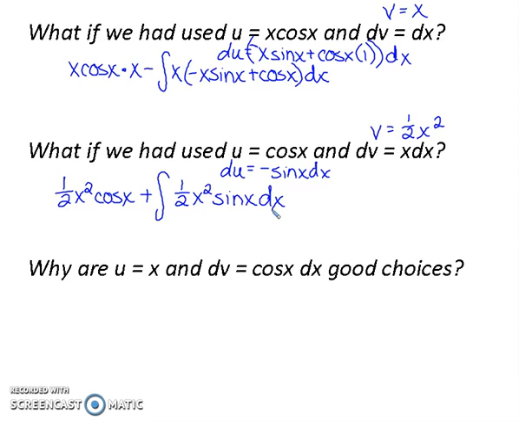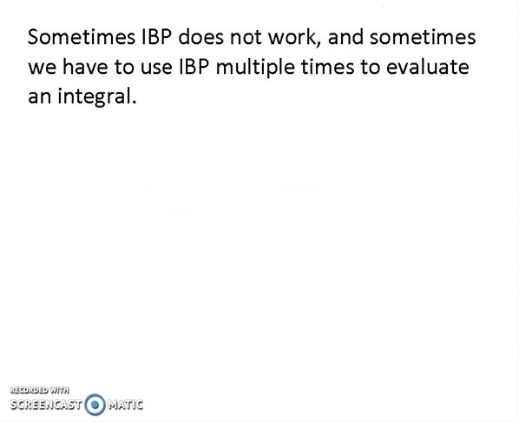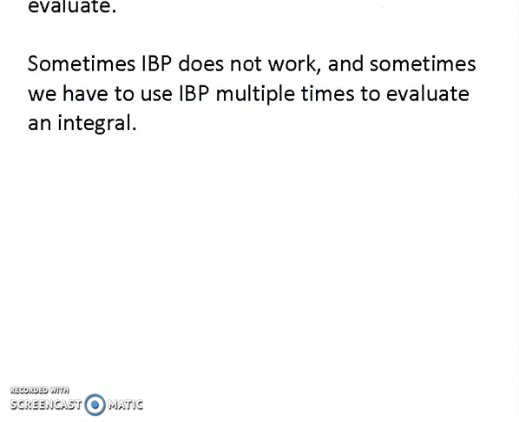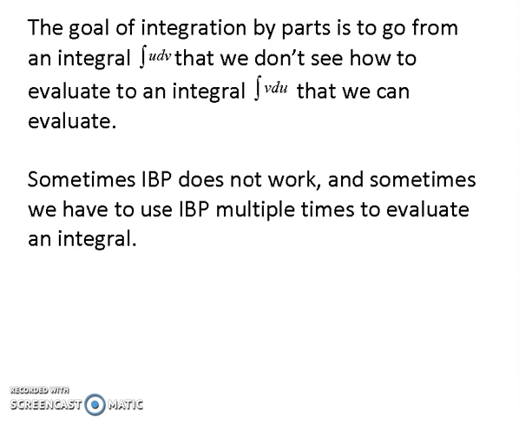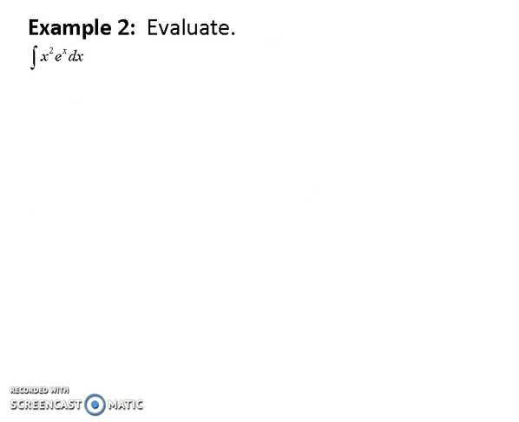Okay, so that kind of gets summed up on this slide. The whole goal of integration by parts is to go from a complicated integral that we don't see how to evaluate to a simpler one that we actually can evaluate. But sometimes integration by parts doesn't work, and sometimes we have to do it multiple times in order to evaluate an integral. For example, here, I have the integral of x squared e to the x dx that I'm trying to evaluate. So I am going to try just the order that it shows up.